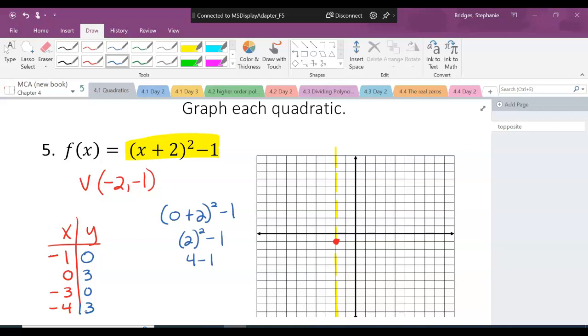So here, we start with our vertex. Oh, you mean how you choose the points? Because you're going to get points on either side. Your vertex is the center of your graph. So I'm going to get 2 points to the right and 2 points to the left. So the point directly to the left, negative 1, is 0. Then I just take each one of these and work it out. And then you just graph it.